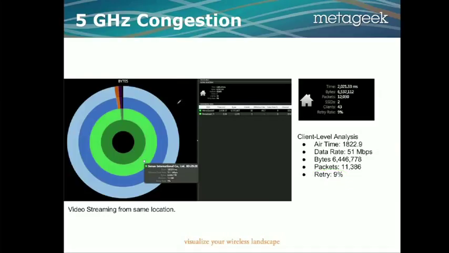We want to see a pie chart that doesn't have a lot of overhead. So if you look here, we don't want to see a lot of purple, we don't want to see a lot of orange, we want to see a lot of blue. We want to see the data frames going through, and we want to see them with low retransmission rates.